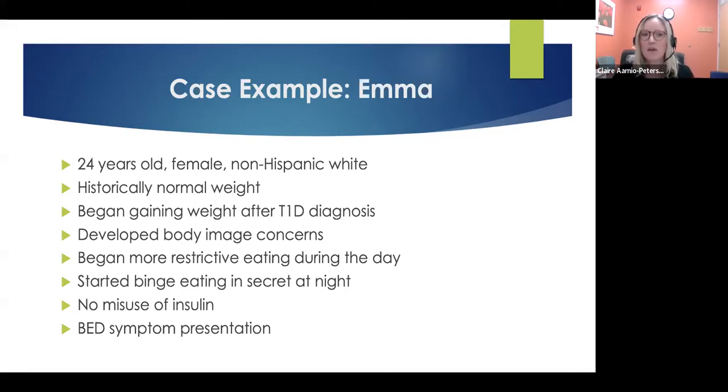So this person gained weight after the diagnosis. Weight gain was a big risk factor and promoted body image concerns. Again, this cycle of: I'm distressed, I don't like my body, I want to restrict, develop strict dietary rules, and then binge at night. This person was not misusing insulin and was not purging in any other way, and has continued to gain weight, with more of a binge eating disorder symptom presentation.